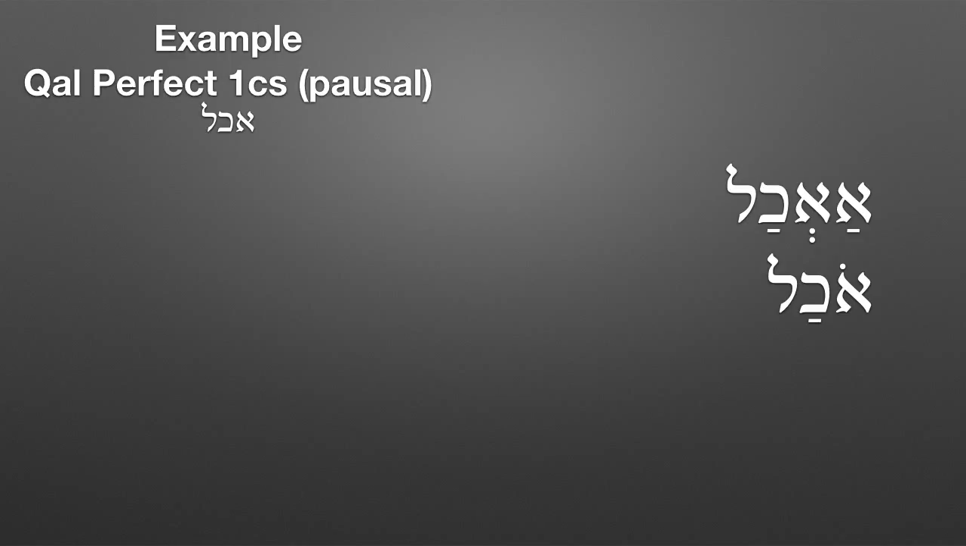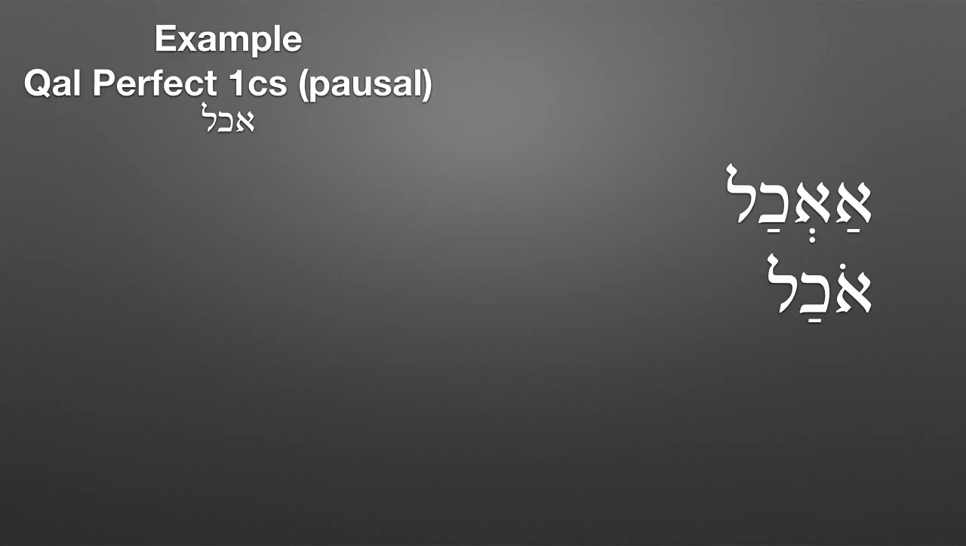So next we need to decide the dissimilation of the theme vowel. It's not going to maintain that A in this case. And what we have is a 1CS pausal. So we are in pause. That's going to be the bottom two pieces, the bottom half of that chart.